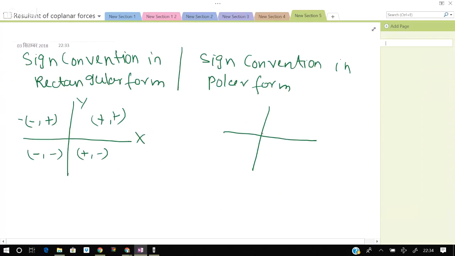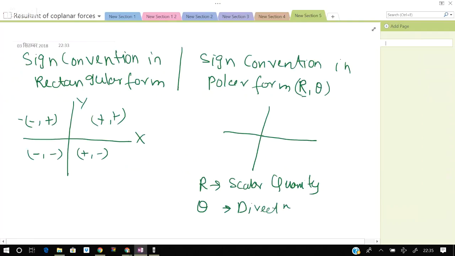Whereas in this part over here, we have r and theta. From this entire polar form definition, r will be a scalar quantity, and theta is a vector quantity. Together, r is given as the magnitude, and theta is given as its direction. So this will give us the direction. So how can we write this?